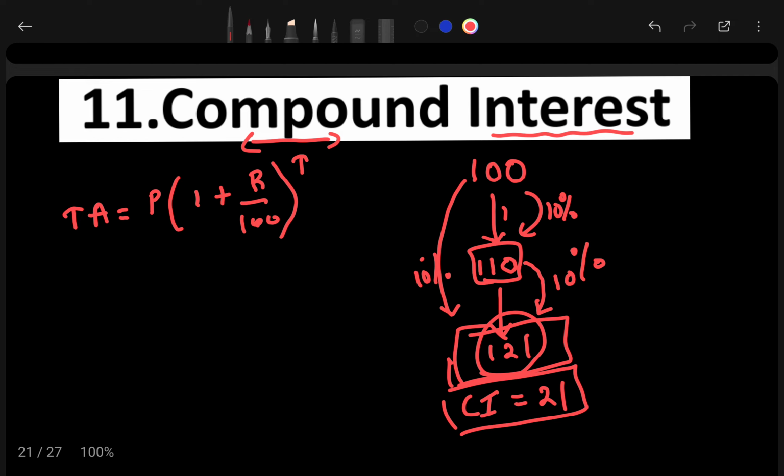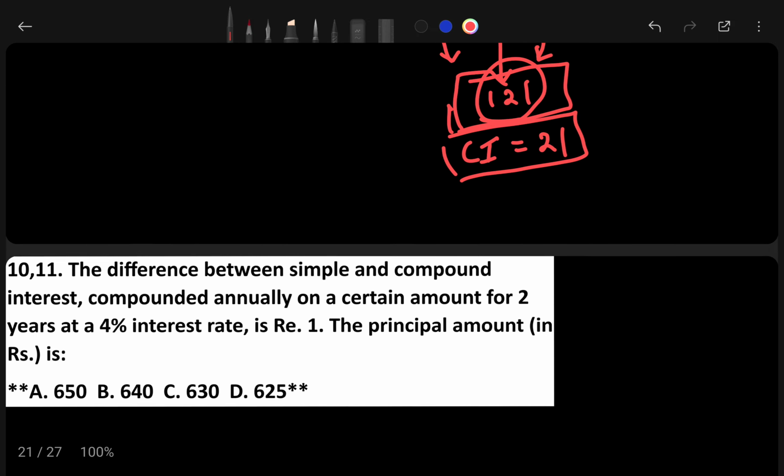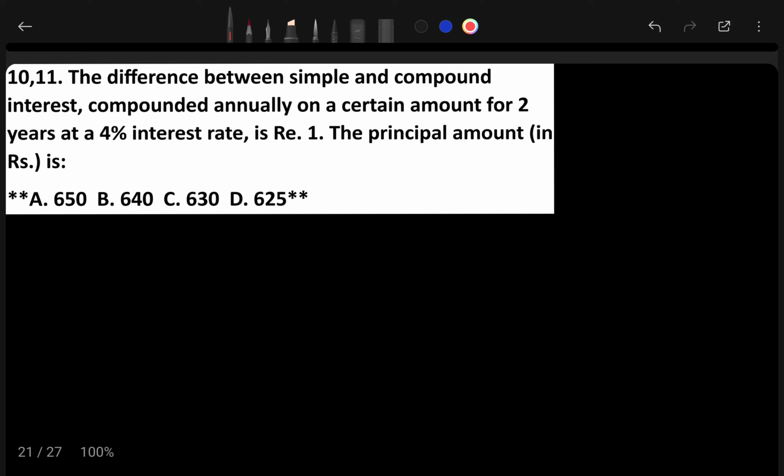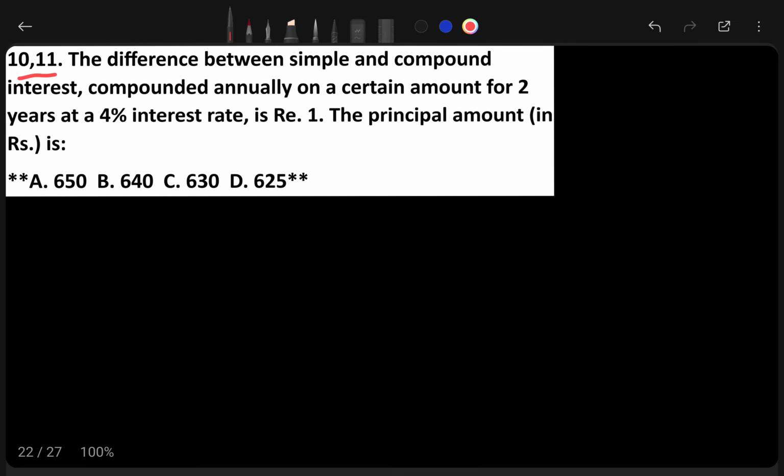Simple. Now we shall go for a problem. This is a combination problem of both simple and compound interest. He is saying the difference between simple and compound interest, compounded annually, on a certain amount for 2 years at 4% is rupees 1. The interest difference between simple interest and compound interest is 1. He asks us to find the principal amount at the start.